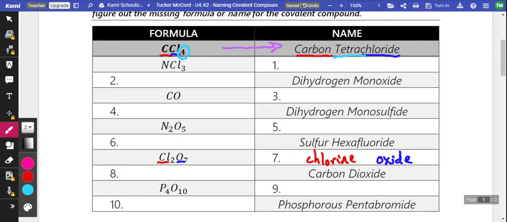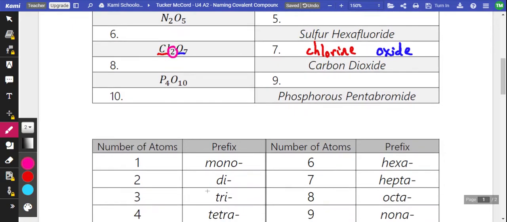In this case, I have 2 atoms of chlorine. So if I go and find my prefix for 2, that is di. So this is going to be dichlorine. All right. And I'm going to need more space for the second part, I think.